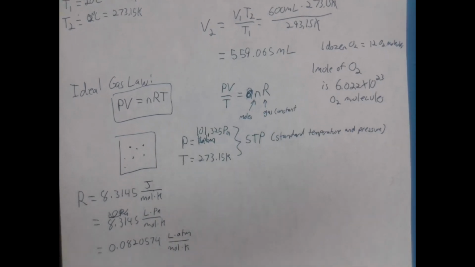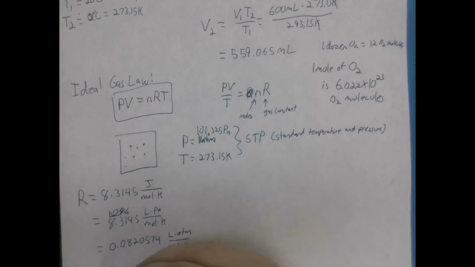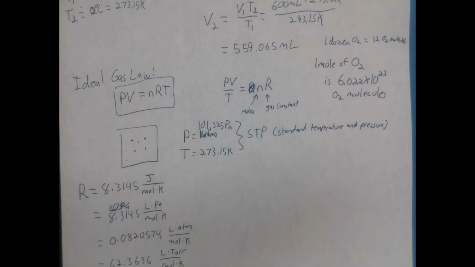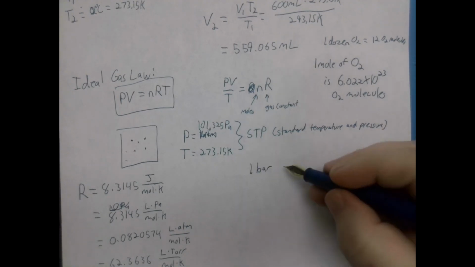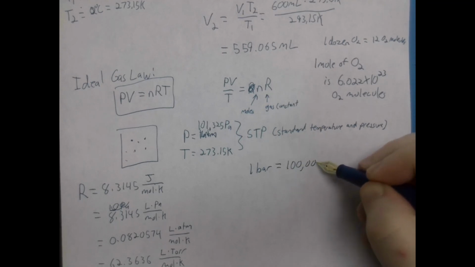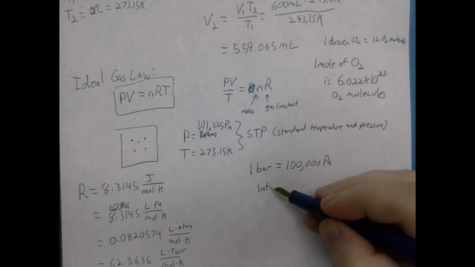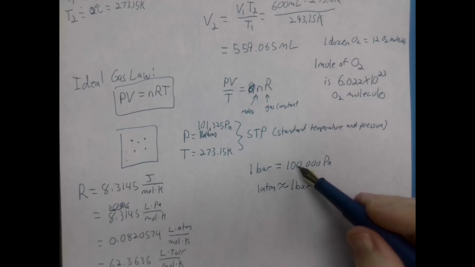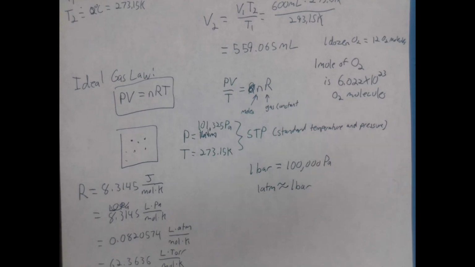This is if you're in atmospheres and liters. R is also equal to 62.3636 liters times torr per mole Kelvin. So that's if you're in torr, atmospheres, or pascals. There is one other unit I haven't mentioned. 1 bar is equal to 100,000 Pascal. So that means that 1 atmosphere is roughly the same thing as a bar. Because an atmosphere is 101,325, so it's only off by about 1%.